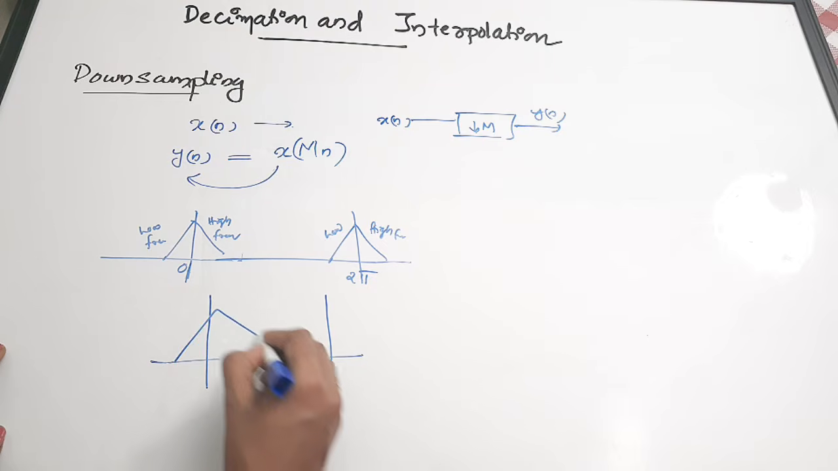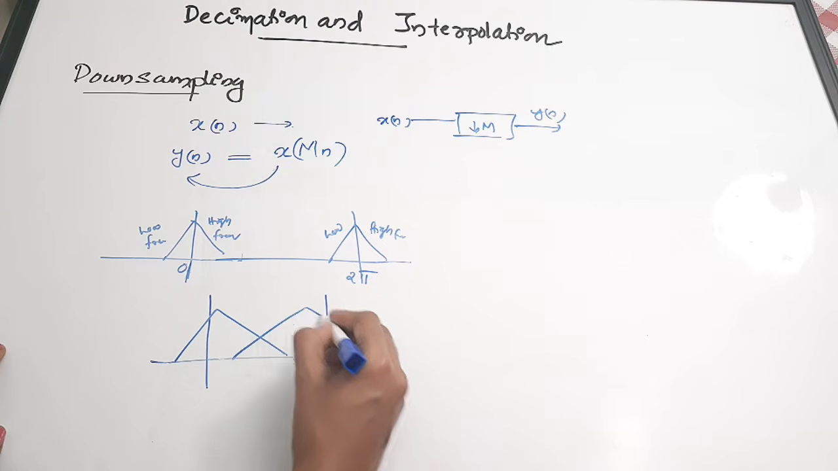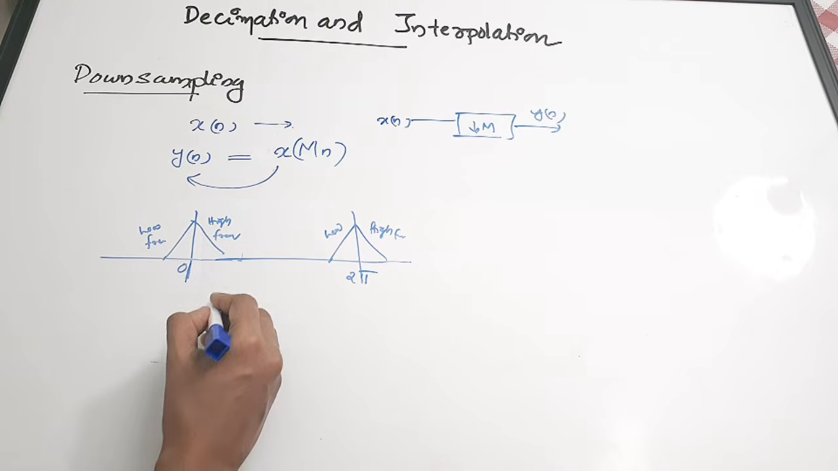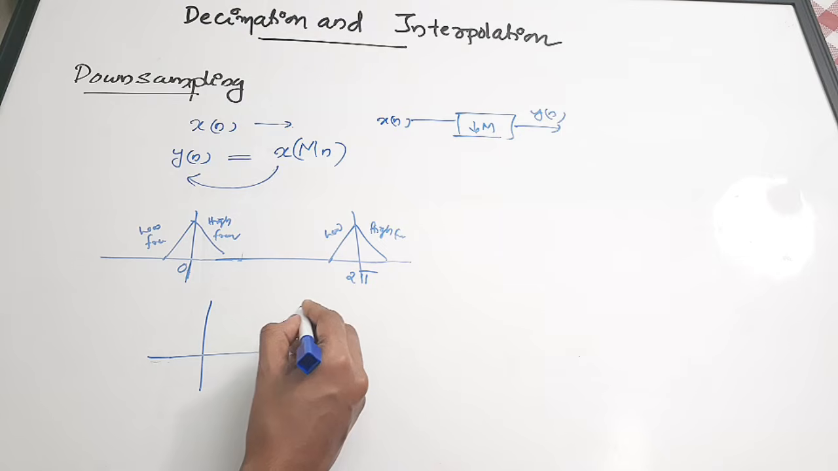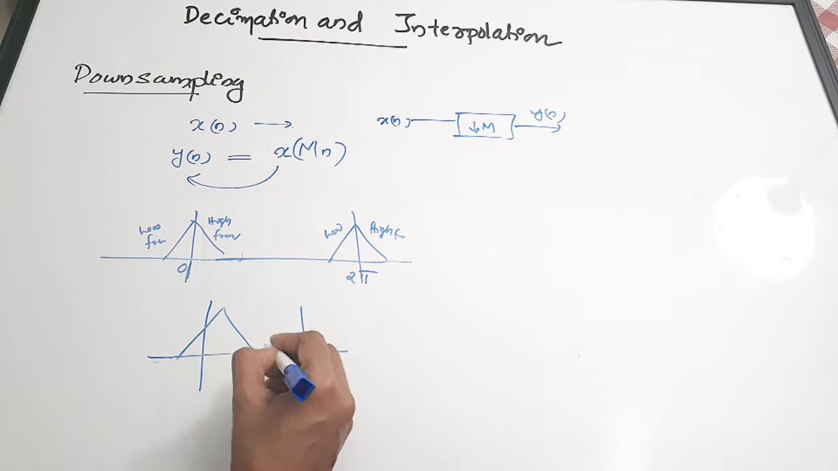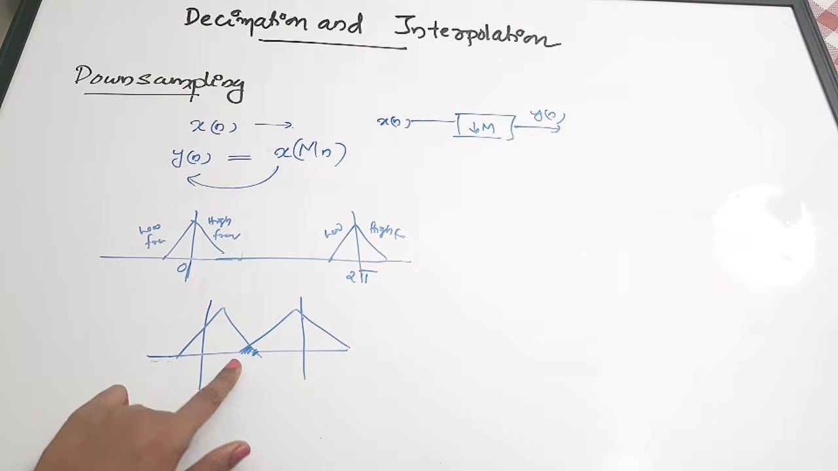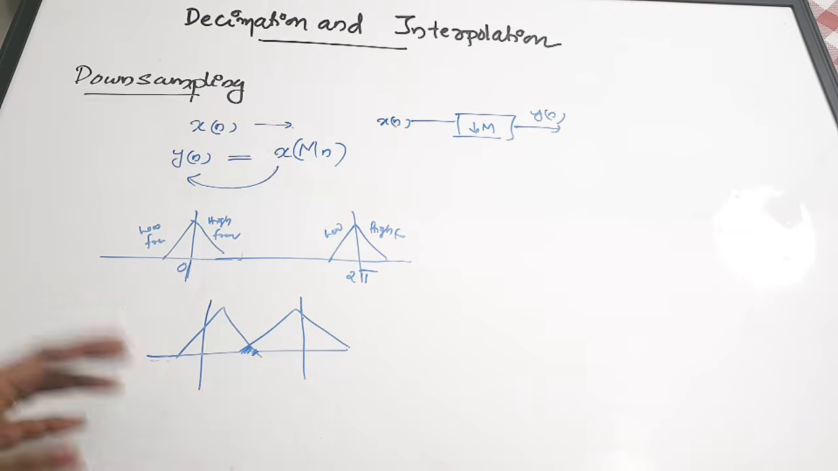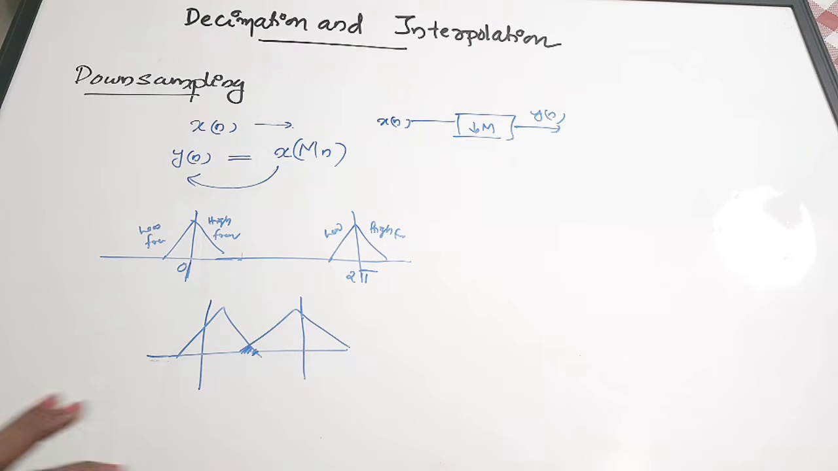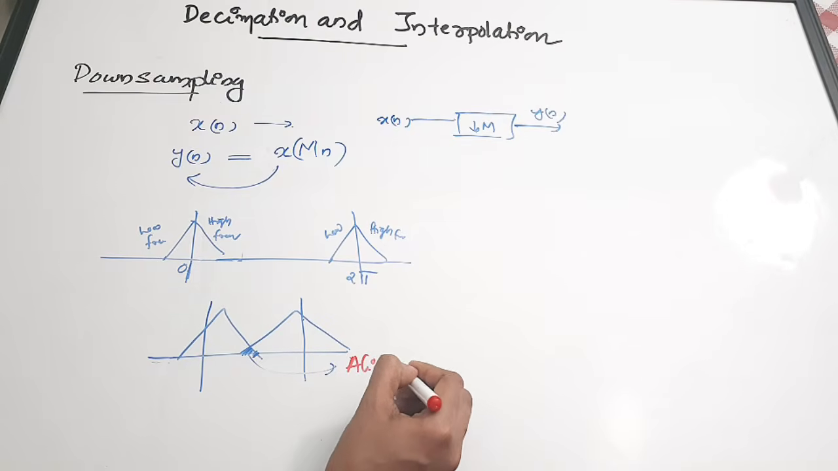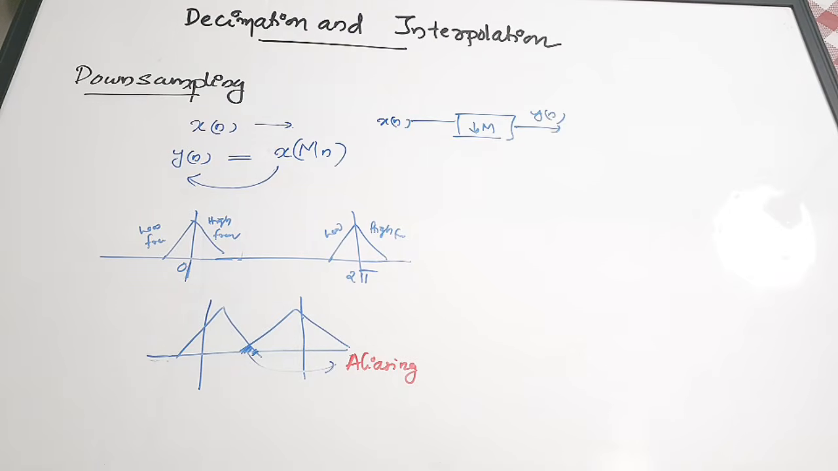Higher frequency will combine with the lower frequency. So this portion is called aliasing, or the merging of the higher frequency and the lower frequency part. So this corresponds to aliasing. This is one problem of downsampling, that it causes aliasing.